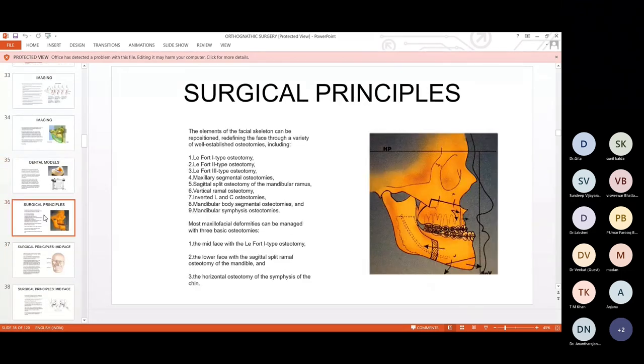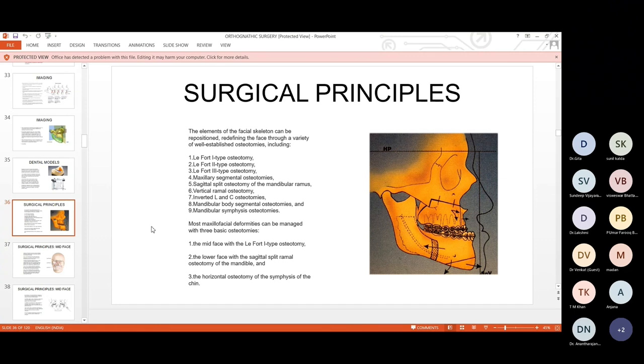So there are certain surgical principles in orthognathic surgery. The elements of the facial skeleton can be repositioned, redefining the face through a variety of well-established osteotomies. You can see the Lefort 1, 2, 3 osteotomies, maxillary segmental osteotomies, sagittal split, vertical ramus, inverted L and C osteotomies, mandibular body and symphysis osteotomies.